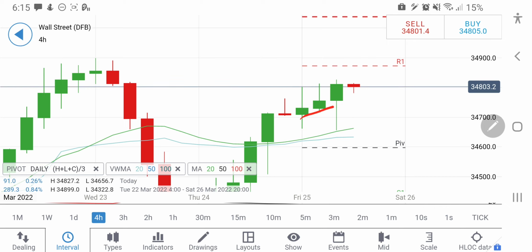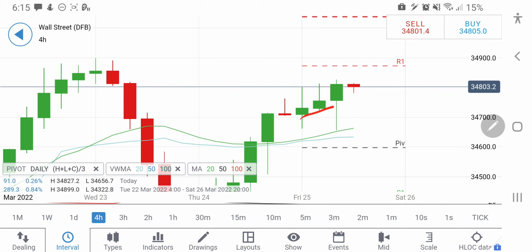If it trades past 34,850, then and then only. Also on the downside, the support at 34,750 is there, and 34,700 and 660 will come into picture. So any point of time you can take a long entry from these levels also.